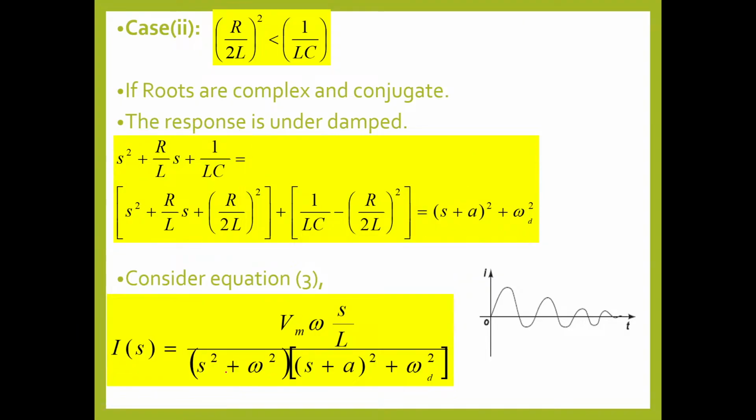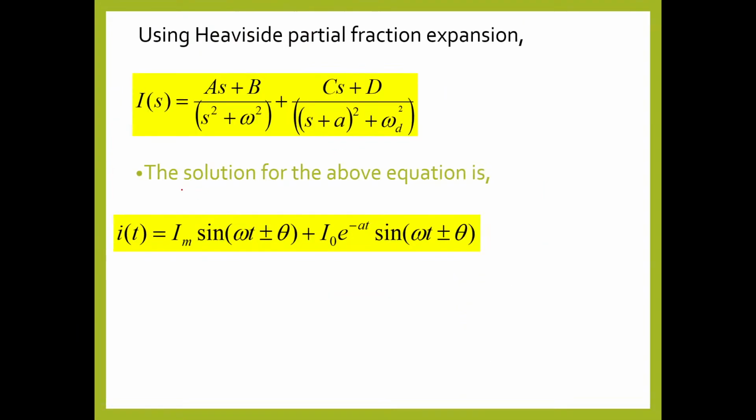After that you can go for partial fractions. I of s is equal to (As+B)/(s²+ω²) + (Es+D)/((s+a)²+ωd²), and you can go for the inverse Laplace transform. i(t) is equal to Im sin(ωt ± θ) + I0 e^(-at) sin(ωd t ± θ).